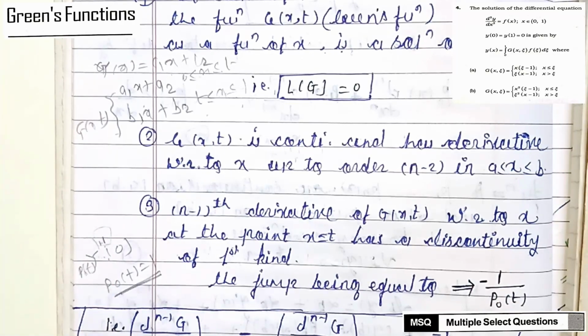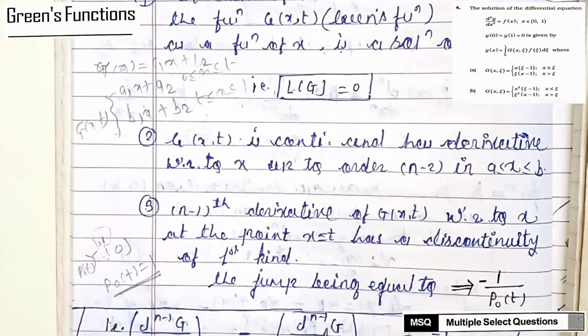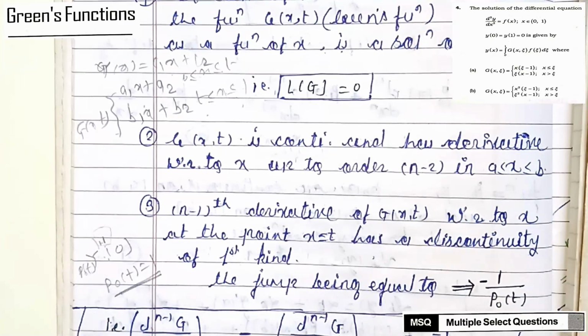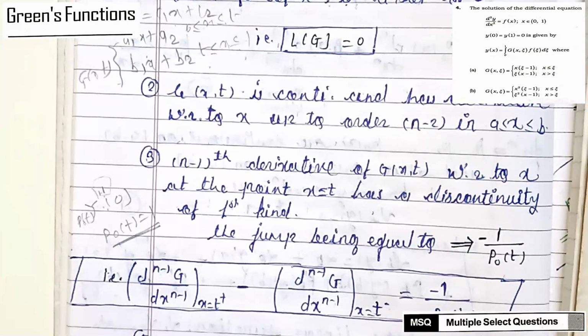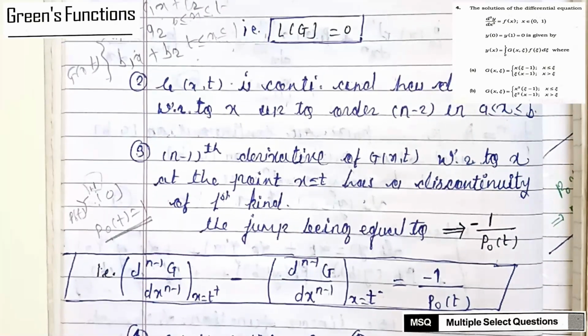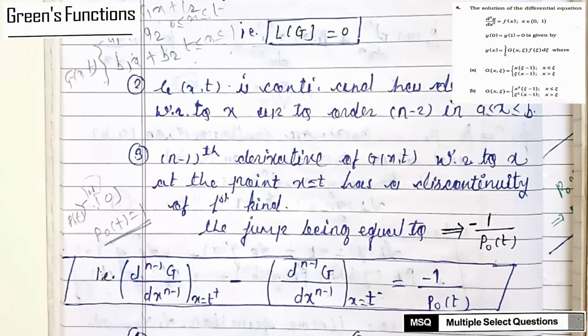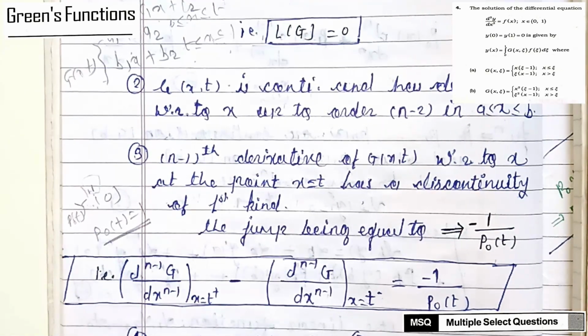At the point x equal to t plus, minus the same at x equal to t minus, of d raised to n minus 1 of g upon dx raised to n minus 1. And for the condition, we have to define the Green's function at the end using the values of the constants a, b, c, d that exist in our Green's function.